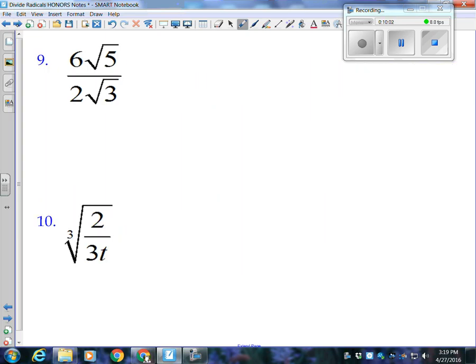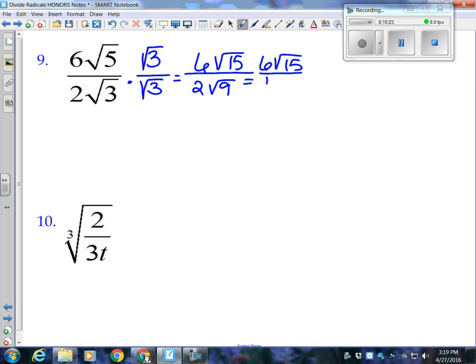Number 9, what can I multiply the square root of 3 by so I get rid of my radical? Quick and easy answer would be another square root of 3. So if I multiply it by the bottom, you have to multiply on top. And I'm getting 6 radical 15 over 2 square root of 9.